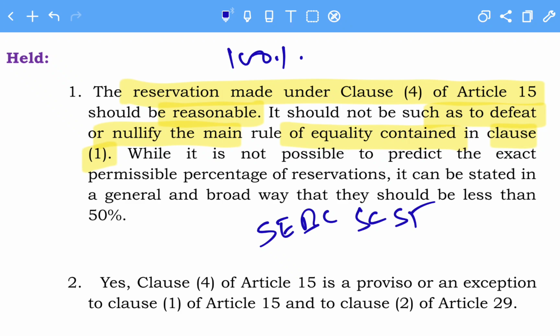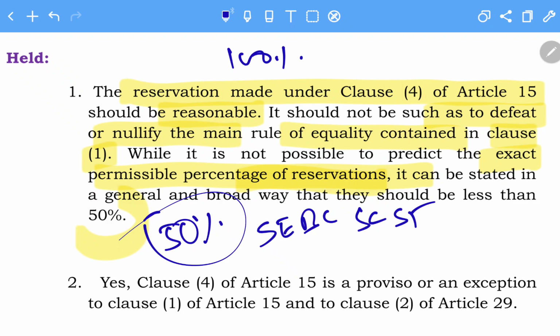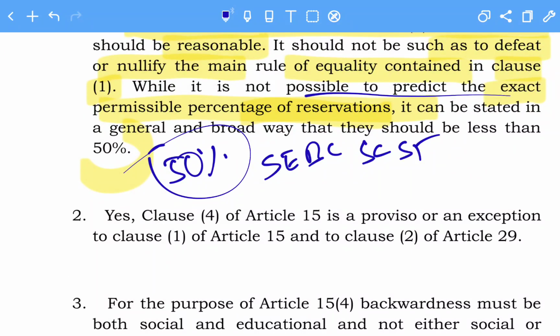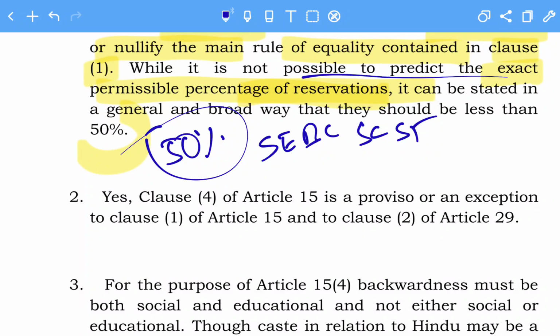The court says that when you are giving a reservation in percentage, it should not be that the reservation goes beyond 50%. However, the court said that it is not going to predict the exact permissible percentage, but in most cases the reservation must be restricted to 50%. So this is how you can find that the court is not predicting to what extent it is permissible, but the court made a point here that the reservation should be around 50%.